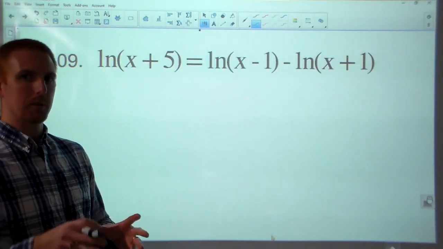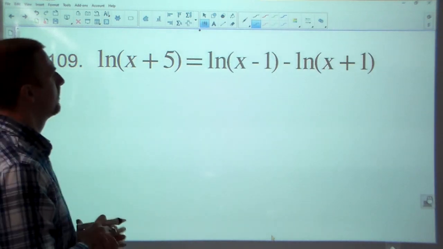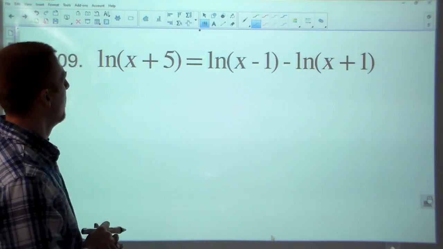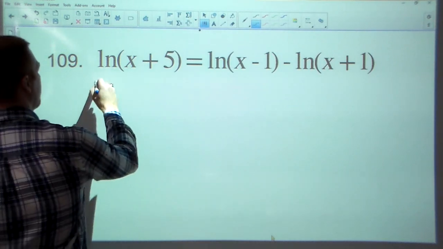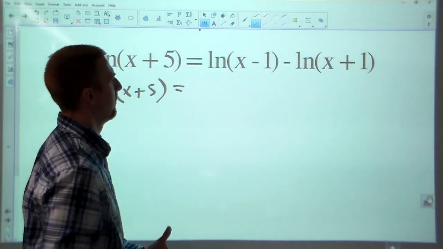Okay, 109, I did something similar to this in the examples. A lot of times it still gives students trouble, so I figured I'd go through it. I'm going to go ahead and leave the left side the same for now, but check out the right side. There's something that should be popping out to you at this point.